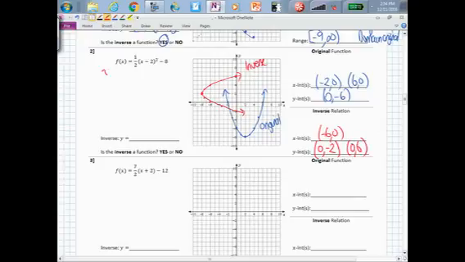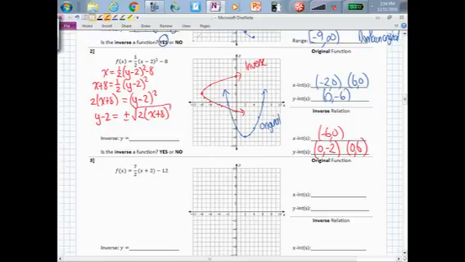Now let's rearrange it. So this becomes x equals 1/2 of y minus 2 squared, subtract 8. X plus 8 equals 1/2 of y minus 2 squared. This is going to be 2 times x plus 8 equals y minus 2 squared. Square root both sides. So we get y minus 2 equals plus or minus the square root of 2 times x plus 8. And final answer, plus or minus the square root of 2 times x plus 8, plus 2. Is the inverse a function? No, it's not. Last one, linear.